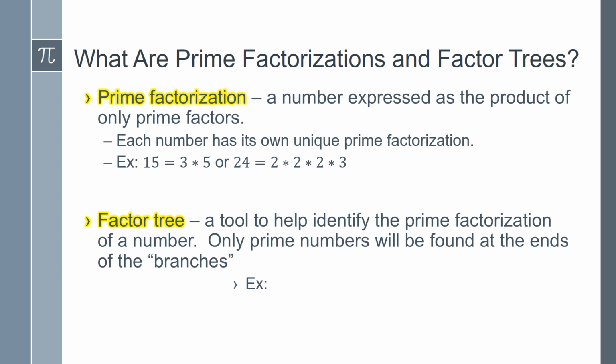Let's look at the example for 18. We start by breaking 18 down into the factor pair 2 times 9. 2 is a prime factor, so we circle it, but 9 isn't, so we have to break it down again into its factor pair of 3 times 3. 3 is a prime number, so we circle each of the 3's. Now we know that the prime factorization of 18 is 2 times 3 times 3.